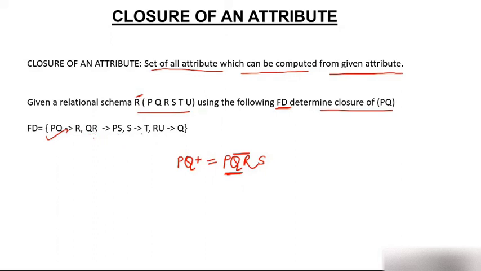Now S can determine T. So do I have S? Yes, I have S. So with the help of S I can determine T. So I've written T. Next, RU determines Q. With the help of R and U, I have only R. I don't have U. So with the complete RU you can determine Q, but since you have only R, you cannot determine Q. Although Q is already there, you need all this complete information. So this is the closure of PQ, that is PQ, R, S and T.